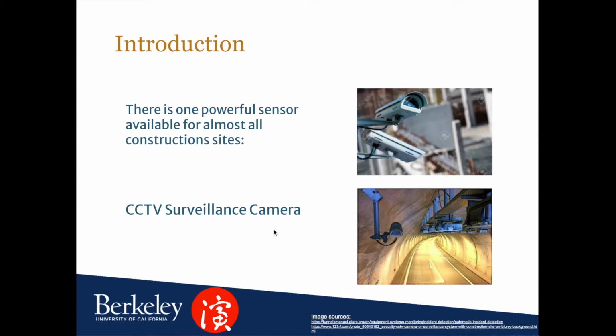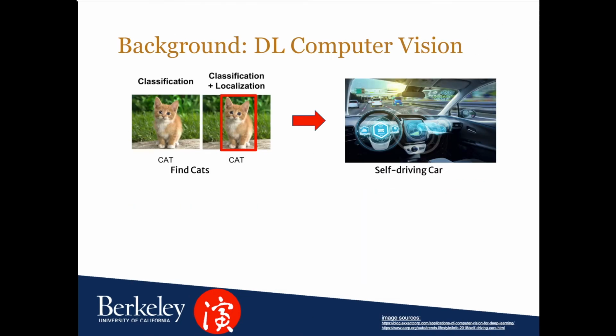Luckily, there is one powerful sensor available for almost all construction sites. That is the CCTV surveillance camera. It records almost all the on-site activities, but in a relatively unstructured way. Can we use such unstructured vision data to help us build a system that can reduce subjective error, but in a relatively inexpensive way? The answer is yes, and we are going to use a deep learning-based computer vision method.